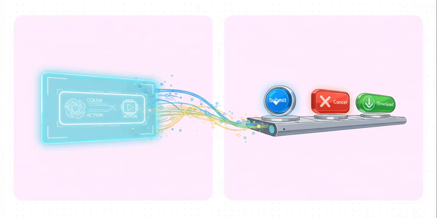And this slide shows it perfectly. Look on the left. You've got one single blueprint for a button. It says what color it is, what text it has, what happens when you click it.